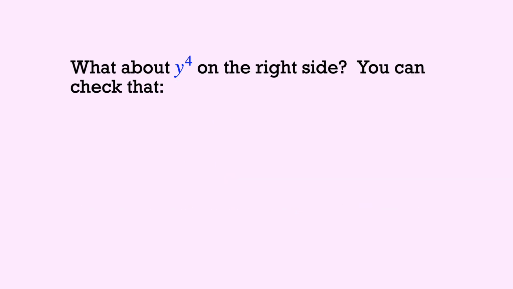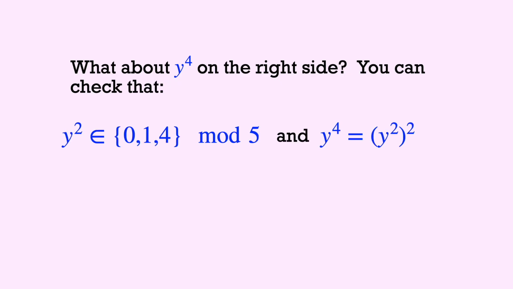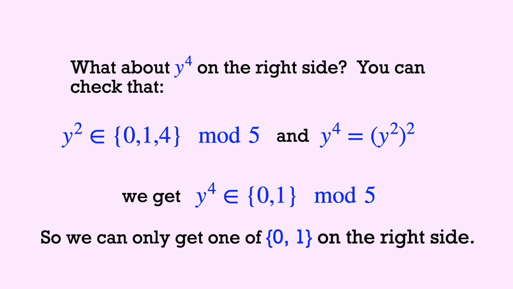What about y to the fourth on the right side? We already said that y squared was in the set 0, 1, and 4 mod 5. And y fourth is simply y squared squaring it again. So when we square each of these numbers, 0, 1, and 4, we're only going to get two possible numbers, 0 and 1 mod 5, because 4 squared is congruent to 1 mod 5. So we can only get 0 or 1 on the right side.